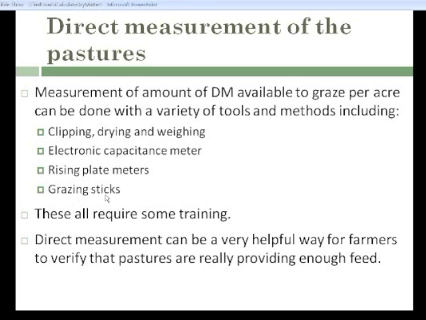Then grazing sticks are definitely the lowest tech, least cost method, and I'll just show you that one in the next slide. All of these methods require some training, and the most common mistake I see from the direct measurement method is that you tend to overestimate the actual amount of really good grazable forage that is in the pasture with some of these methods. But it's still a really helpful method, and I'd encourage folks to learn about it.